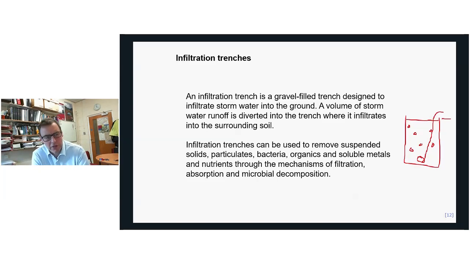So an infiltration trench is a gravel-filled trench designed to infiltrate stormwater into the ground. The volume of stormwater runoff is diverted into the trench where it infiltrates into the surrounding soil. Bingo. Infiltration trenches can be used to remove suspended solids, particulates, bacteria, organics and soluble metals and nutrients through a mechanism of infiltration, absorption and microbial decomposition. Okay.